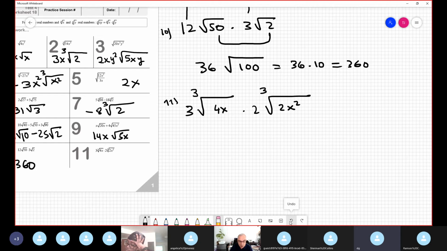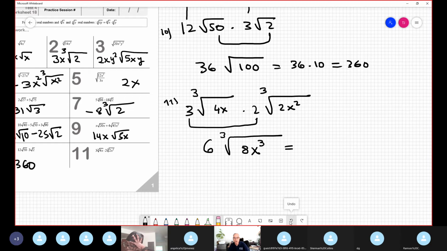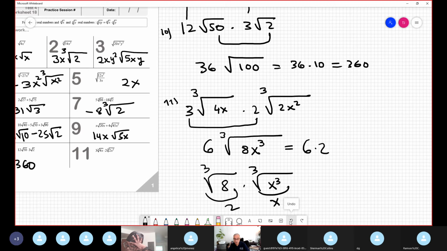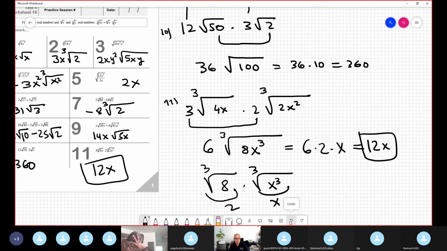Then you multiply 3 and 2, 6. And you put a cubic root of the multiplication, 4x times 2x squared, which is 8x cubed. You can separate this as cubic root of 8 times cubic root of x cubed. So you copy the 6. This is 2 times 2, and this is x times x. That's 12x. It's the final answer. Super.